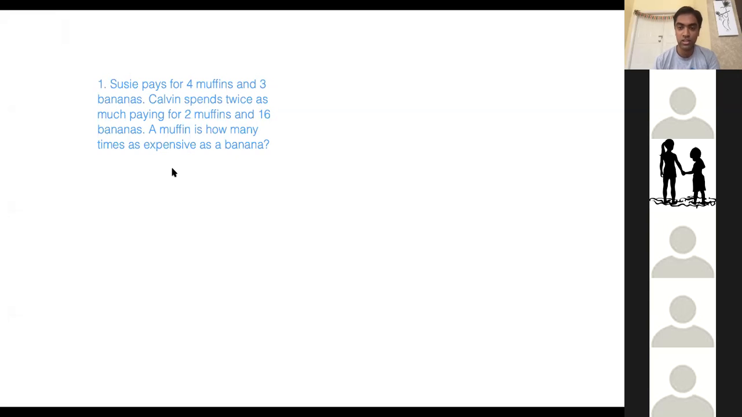Okay, good. 5/3 is correct. Ishan, can you explain? So it says Susie pays for 4 muffins and 3 bananas, and Calvin spends twice as much, paying for 2 muffins and 14 bananas. So basically, you have to multiply what Susie buys by 2. So you get 8m plus 3b equals 2m plus 16b. Oh no, 8m plus 6b for Susie.